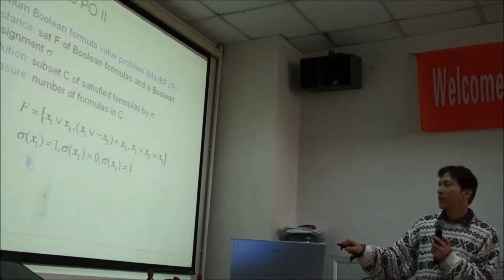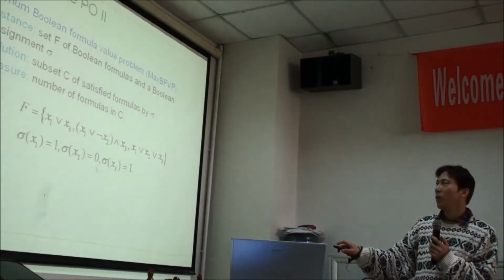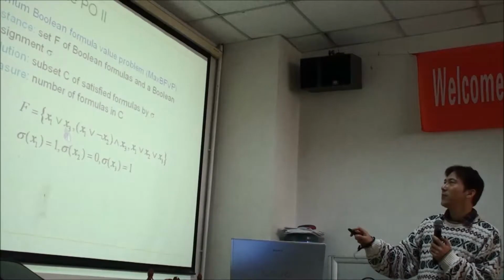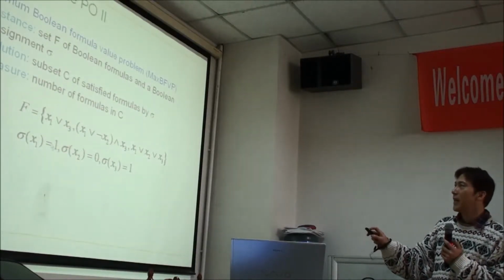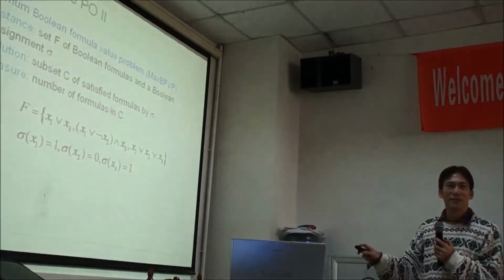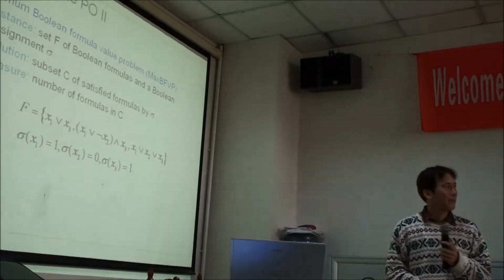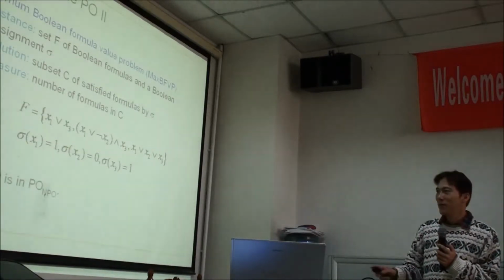So that, for example, x1 takes true, x2 takes false. Now our solution is to find a subset of this F containing the satisfying formulas, and we have to maximize the number of formulas, right? So this problem is very simple.